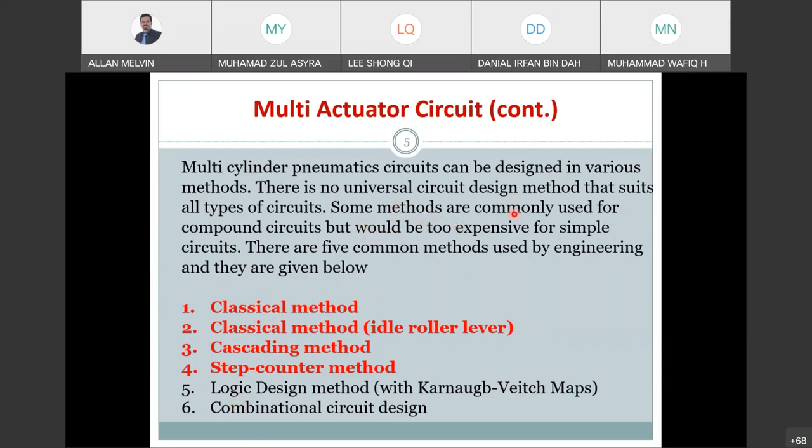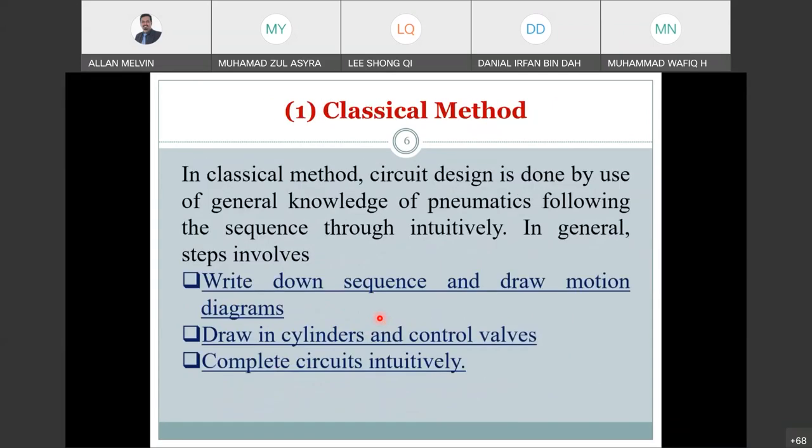Okay, so as stated here, not all methods will be suitable for everything. So you need to know when to use the classical method, when to use the cascading method, and when to use the step counter method. I think in the lab, some people also did the cascading method, because there was a signal overlap. That's possible, so no problem. But actually if it's a simple circuit, you can settle it using the classical method, with the limit switch, the roller lever. You change its symbol to the roller that looks like a hand shape. So it can solve the problem. Yes, we will look at them one by one, starting with the classical method.